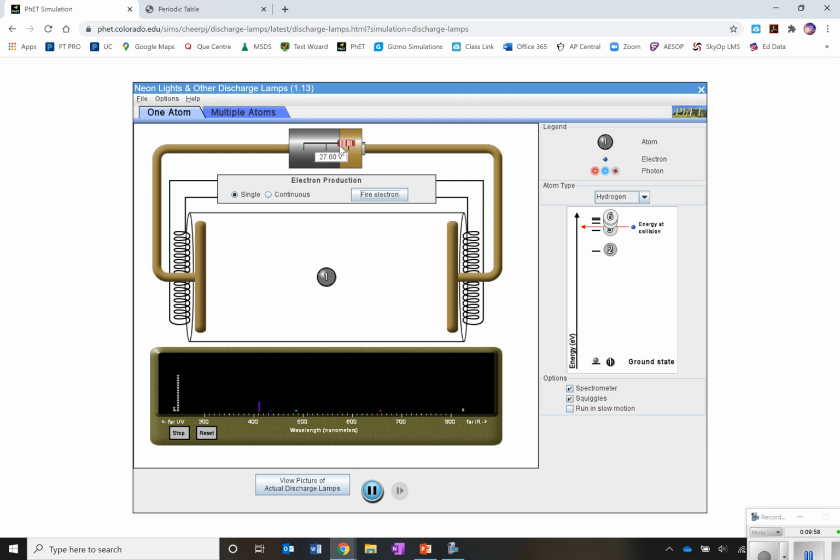Now if we lower the voltage and we don't excite that electron enough, it's not even going to jump out from its ground state. It needs to have a certain amount of energy in order to be ejected from the ground state and to jump up to a higher energy level. So this has to be set to a certain point. We have to have enough energy in order to cause that transition from the ground state to a higher energy level.